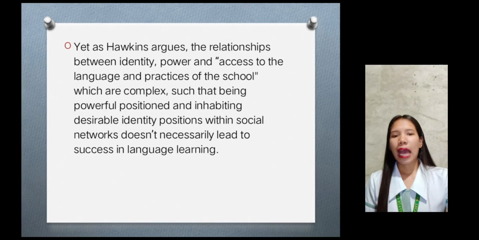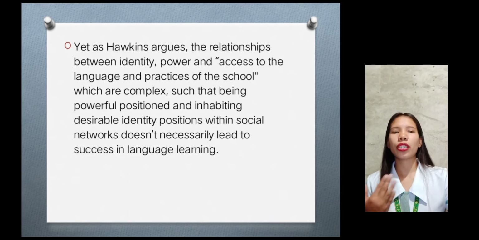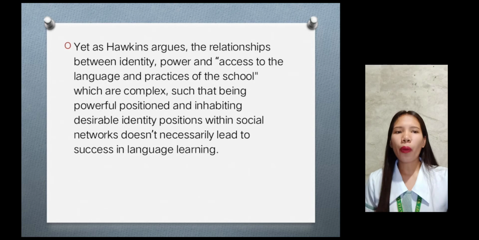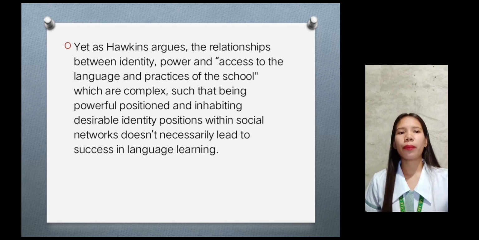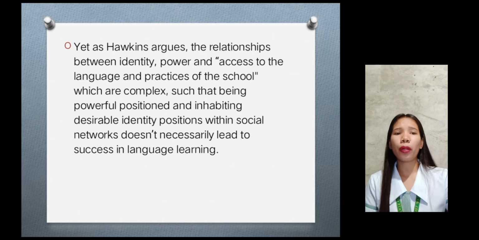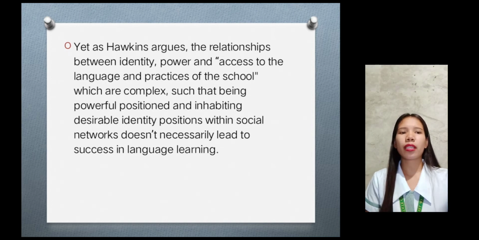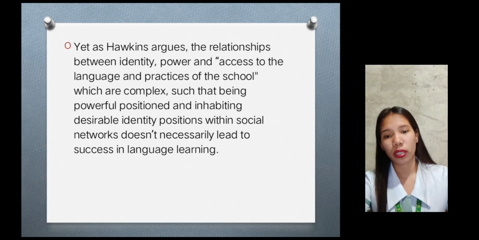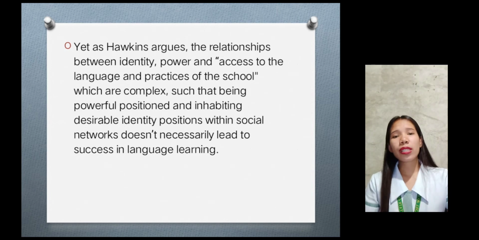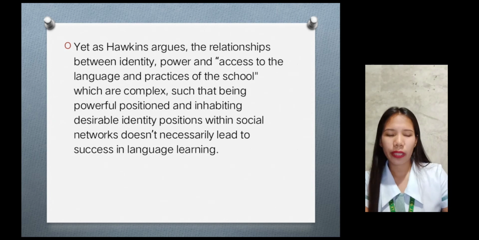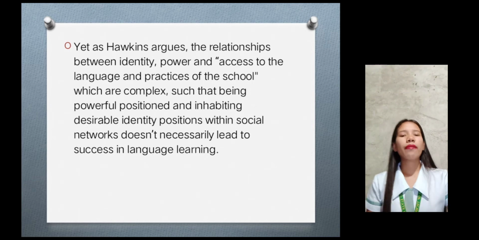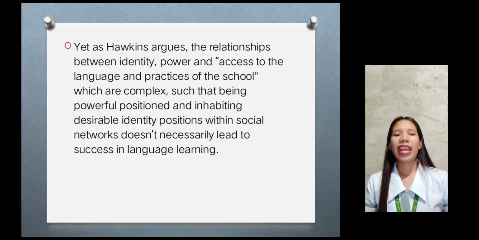Next. Yet, as Hauskin argues, the relationship between identity, power, and access to the language and practices of the school is complex, such that being powerfully positioned and inhabiting desirable identity positions within social networks doesn't necessarily lead to success in language learning. As Hauskin is saying, gender or state of life has nothing to do with education. Everyone has the right to know and to adapt.